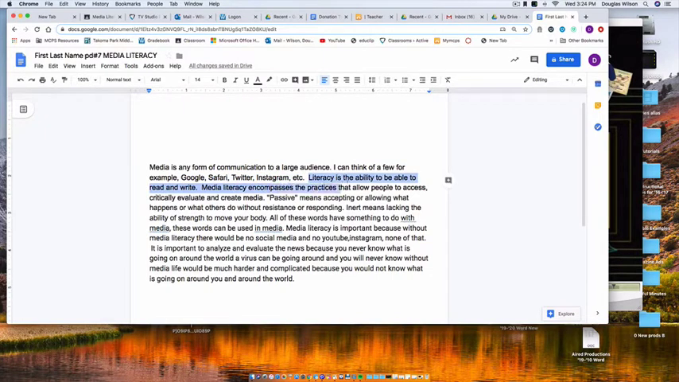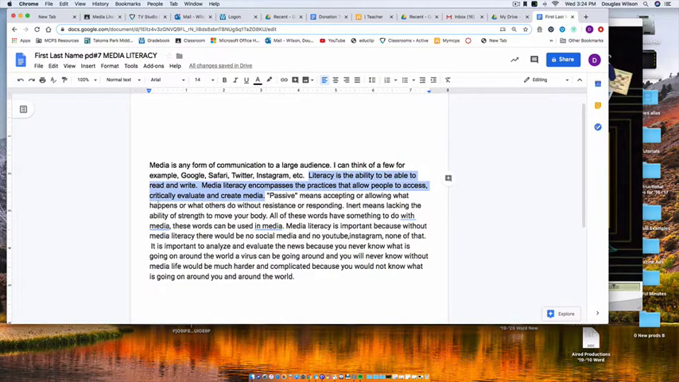That's good. Media literacy encompasses the practice that allow people to access, critically evaluate, and create media. I think she looked that up. Media literacy is the ability to access, analyze, evaluate, and create media. So this isn't exactly right. I think this student just looked up the definition and she got one that's close, but not the definition that I'm using.